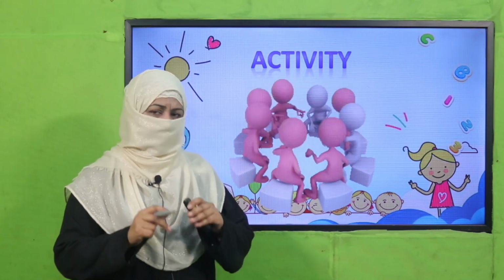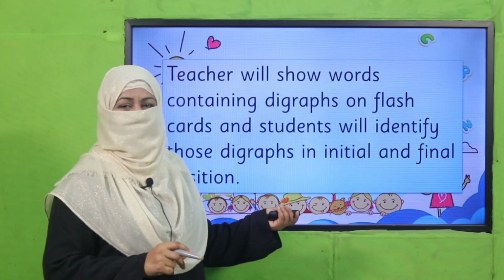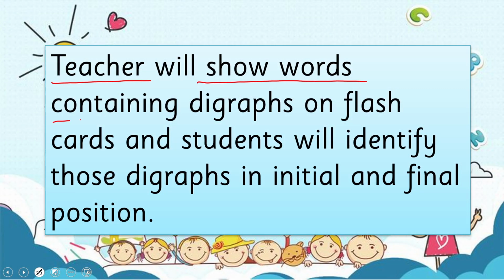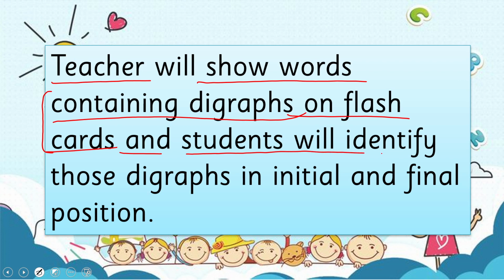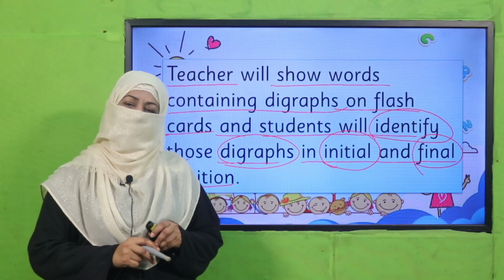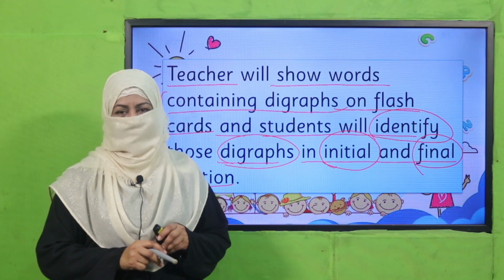Are you done with it? Are you clear with the concept? So let's practice it with this activity. Teacher will show words containing digraphs on flashcards. Teacher will show you flashcards and students will identify those digraphs in initial and final position. So you'll find out where the digraph is, either on initial position or final position, and you will pronounce it properly. So pause the video, enjoy the activity, and we'll come back.